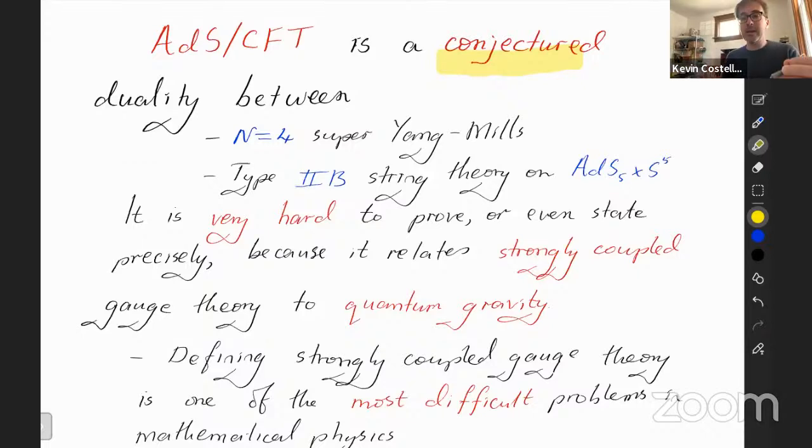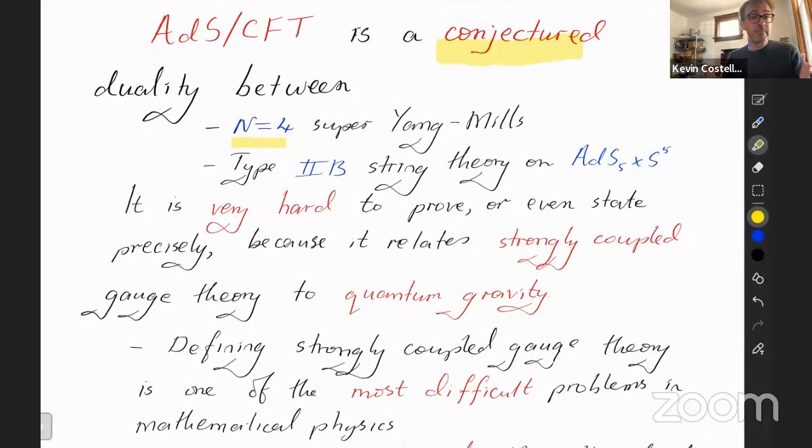On the gauge theory side, N=4 super Yang-Mills, we're supposed to be studying strongly coupled gauge theory. Constructing rigorously, or in any sense, a strongly coupled gauge theory is probably the most difficult problem in mathematical physics. It's one of the Clay Millennium Prize problems. So this is really out of reach of any mathematical techniques.